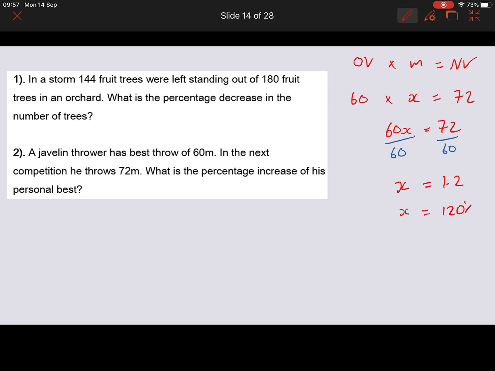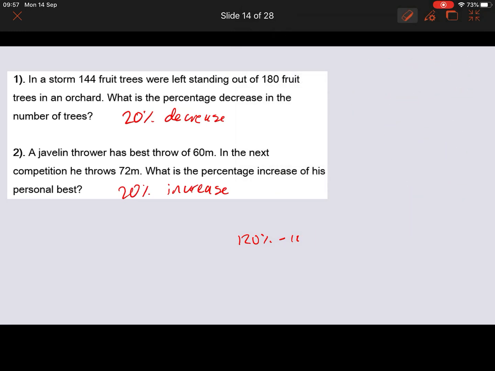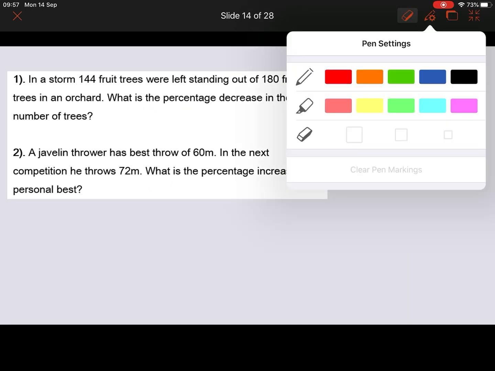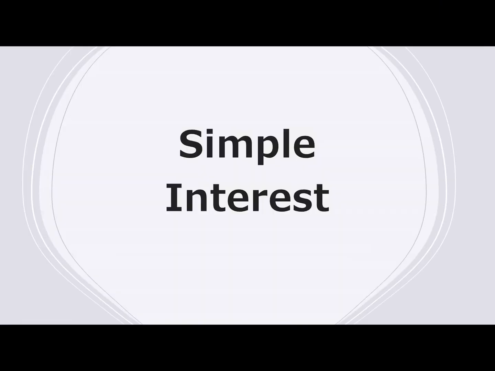Okay, so we can say 60x is equal to 72. Divide both sides of the equation by 60. Then we end up with x is equal to 72 divided by 60, which I think we'll find is 1.2. Well, as a percentage, that's 120%. Well, how far away is that from 100%? It's 20%, and this time it was an increase. Okay? So this one was a 20% decrease. This one was a 20% increase. Okay? So I hope that all makes sense.